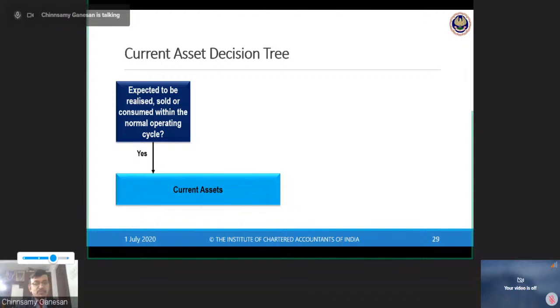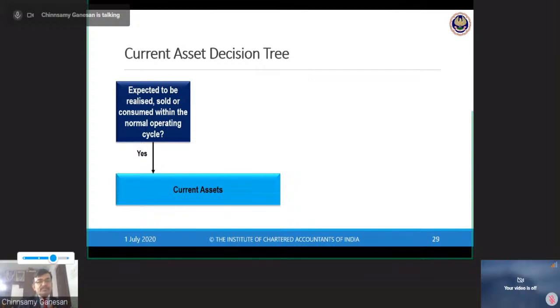Suppose I have finished goods, and we assume a different operating cycle of 6 months, and the finished goods are expected to be sold only in 10 months' time, not in 6 months' time. Whether I have to consider that particular item as non-current or current, we will hold it for a moment. After we see all this, we will get into all the complex situations.